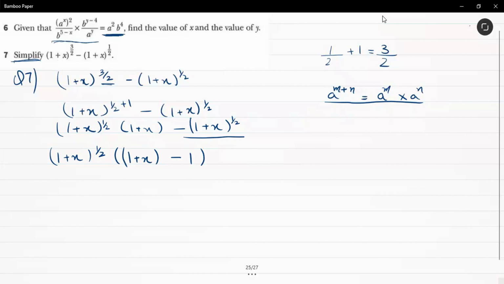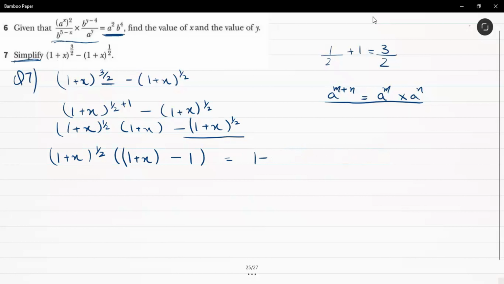Why is that 1? Because if I were to expand this, (1 plus x) to the power 1 over 2 multiplied by (1 plus x) gives (1 plus x) to the power 3 over 2. And (1 plus x) to the power 1 over 2 multiplied by negative 1 gives negative (1 plus x) to the power 1 over 2. So we get the same expression. Again, it's really important. These are basic maths rules. You should know how to factorize and simplify these types of things.